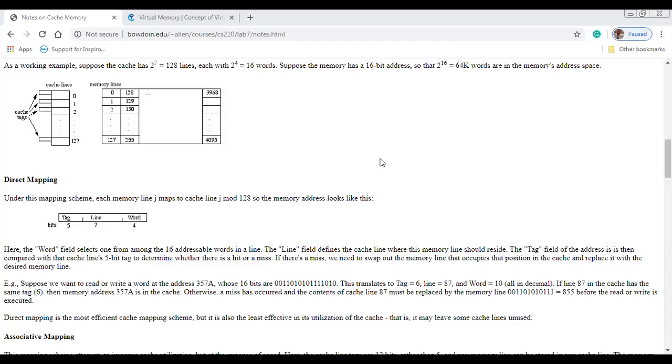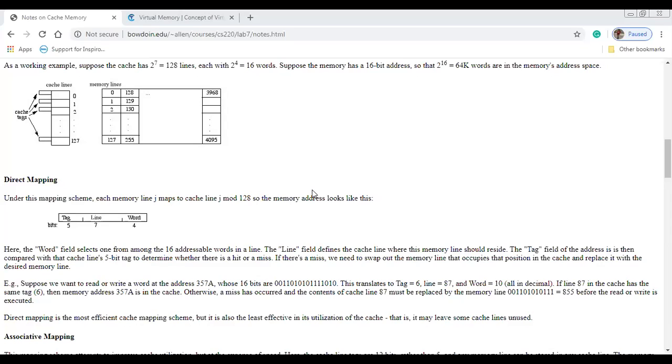So 2 power 16 is 64k, so 16 bits I am using. These 16 bits are divided into 5 bits for tag, 7 bits for line, and 4 bits for the word. So the division is there in direct mapping, you can see. Here, 5 bits for the tag. The word is of 16-bit length. Are you able to see 357A?